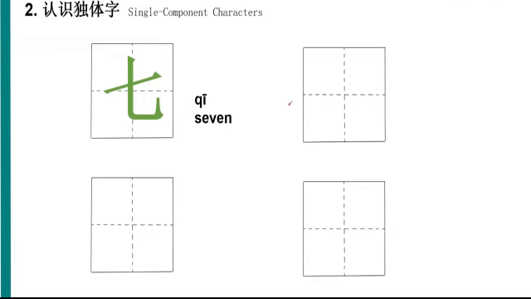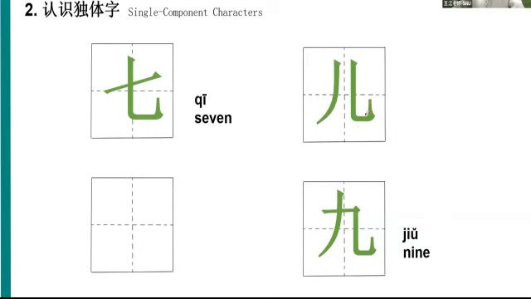Okay, so what's this? How to read it? Jiu. Yes, 9. What's the meaning? 9. Very good. So what's this? How to read it? What's the meaning? Sun. Okay. So how to read this Chinese character? 几. What's the meaning? How many? Very good.